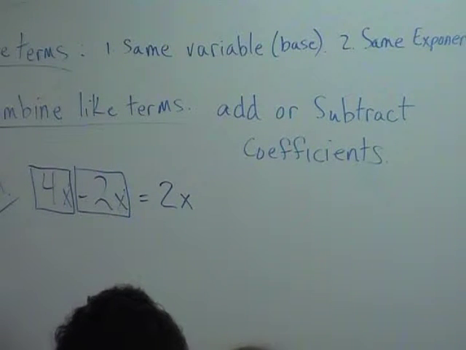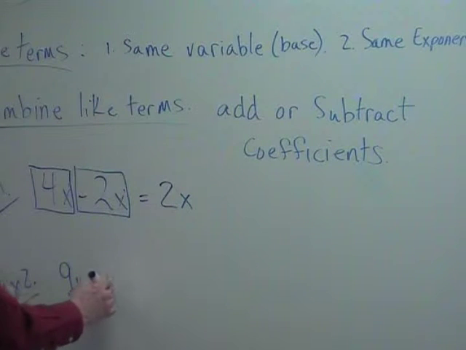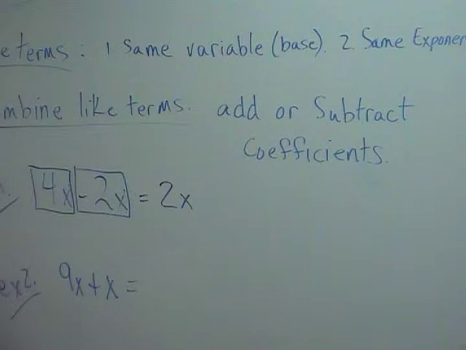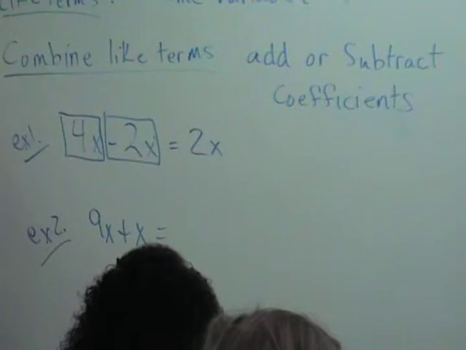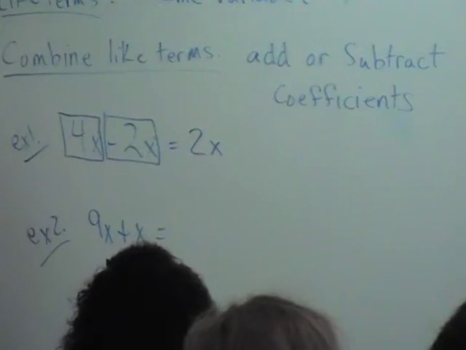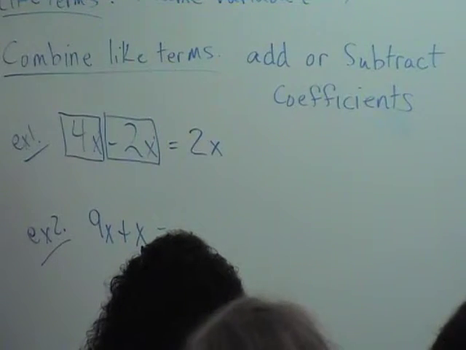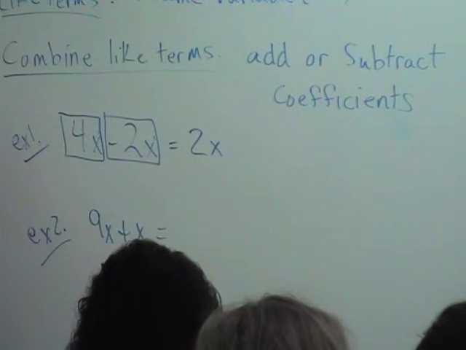Yep. All right. Example 2. 9x plus x. First of all, are they alike? And how do you know? Raise your hand. How are they alike? Yeah, Faith. They have the same variable. And they have the same exponent. They gotta have both. If they only have one, then they're not alike. You can't put them together.